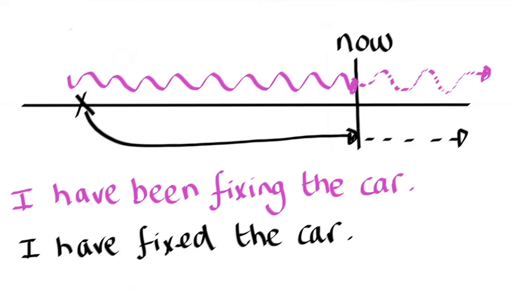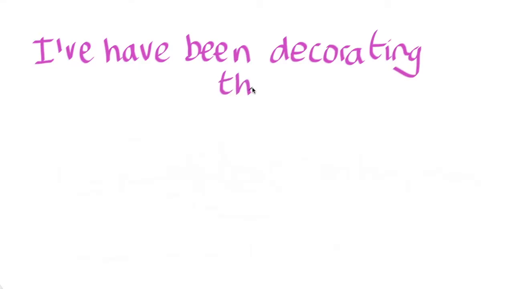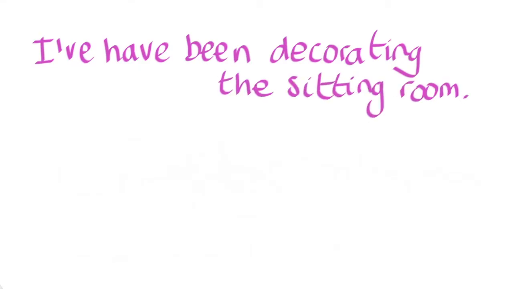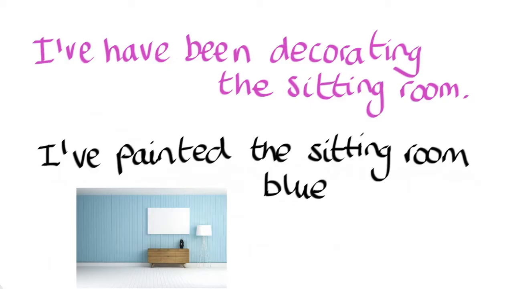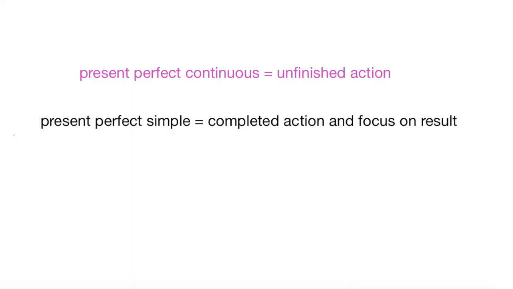Or I have been decorating the sitting room. That's why I'm still in my overalls. We are using the present perfect continuous because we want to focus on the unfinished action, the decorating. Whereas if you use the present perfect simple and say, I've painted the sitting room blue, here you're focusing on the result. The sitting room is now blue, the activity is finished, and we can see the result. The present perfect continuous suggests that something is unfinished, whereas the present perfect simple gives the idea of completion.